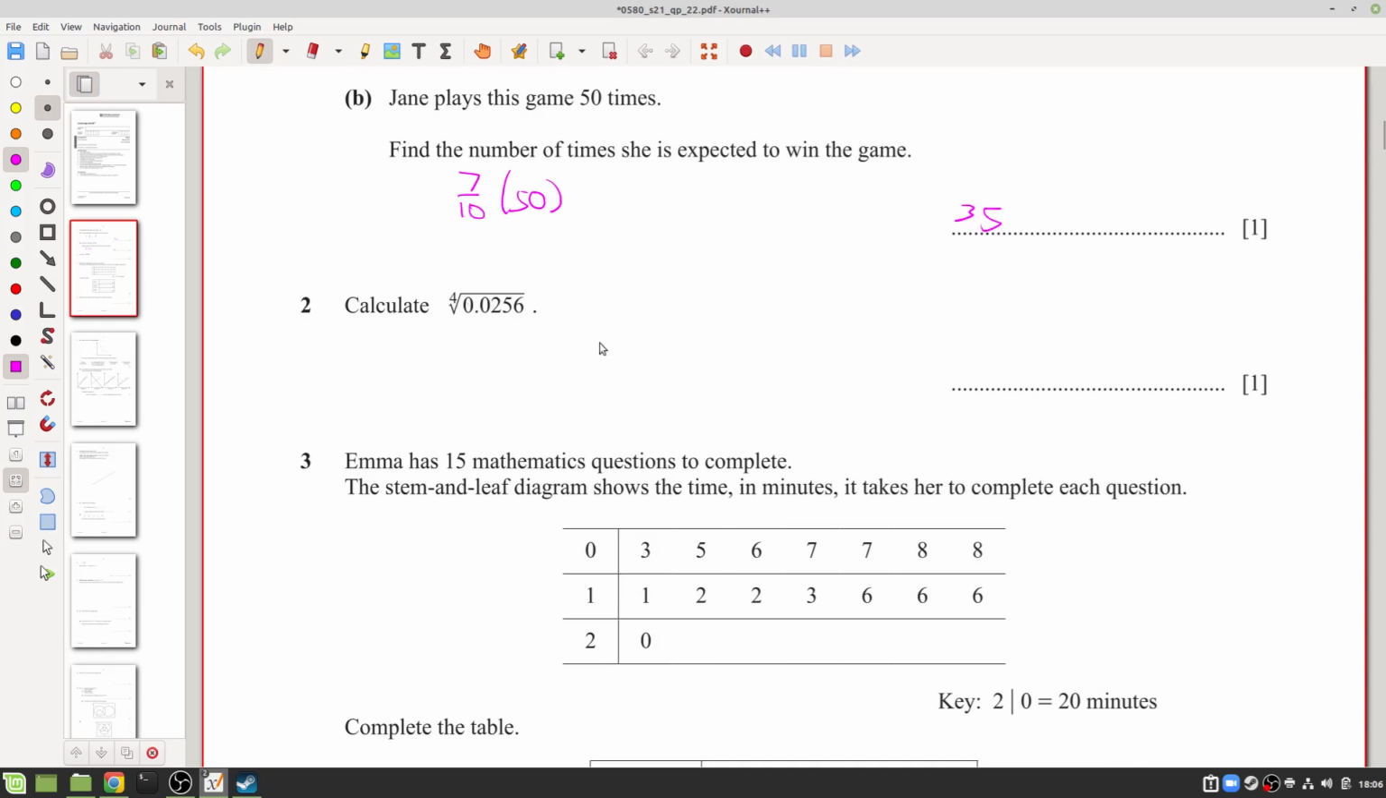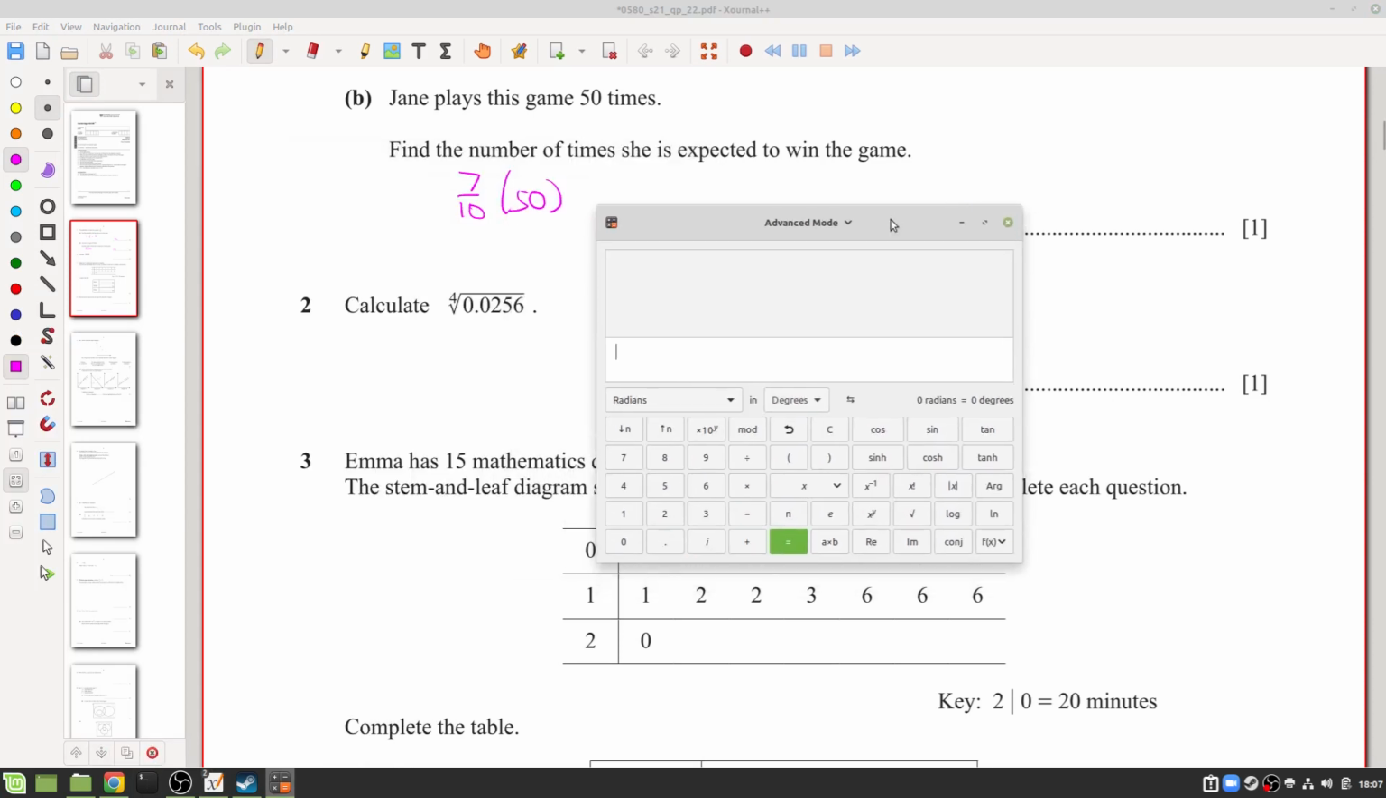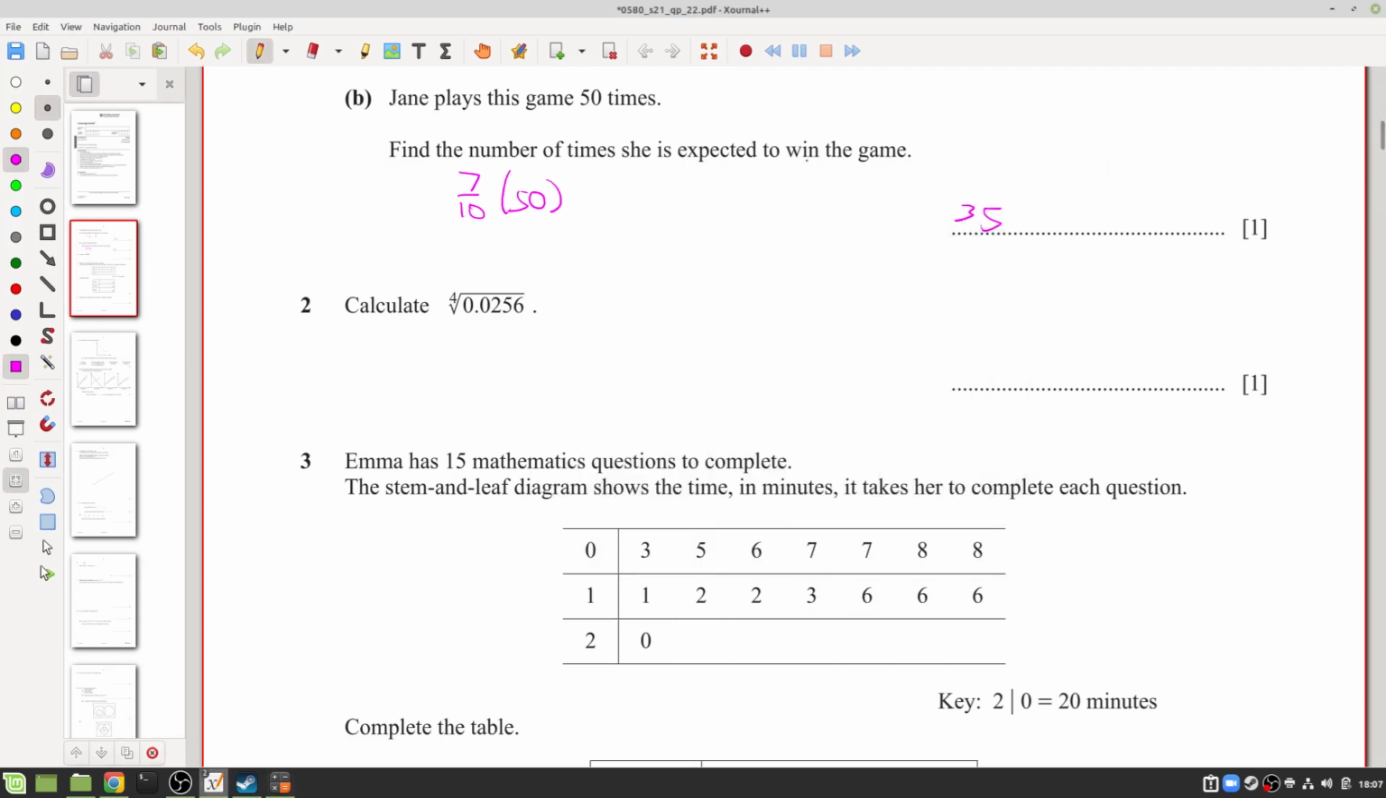Okay, calculate this. So that's just going to be 0.4. We can just check that on the calculator. That's going to be the fourth root of 0.0256. Oops, got the bracket. That's 0.4, yes. So that's just 0.4, just something to do on the calculator.